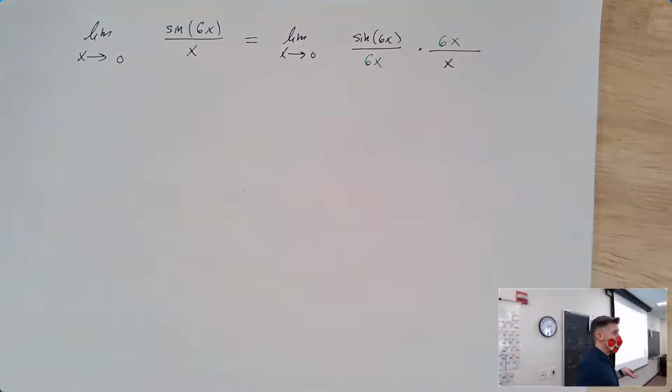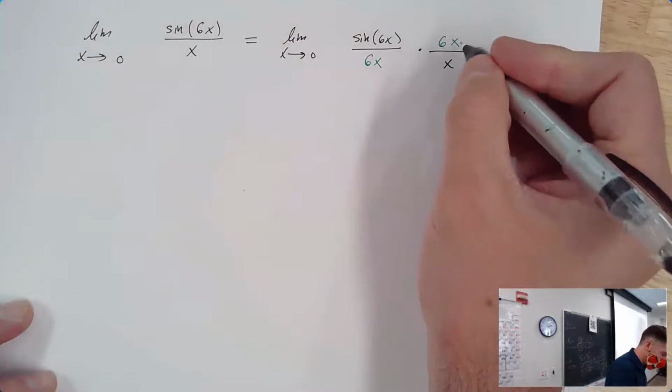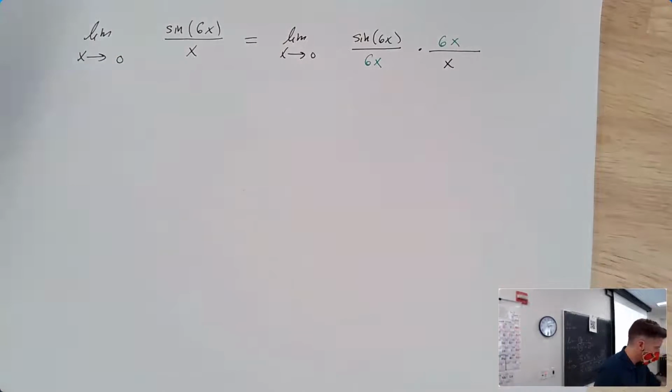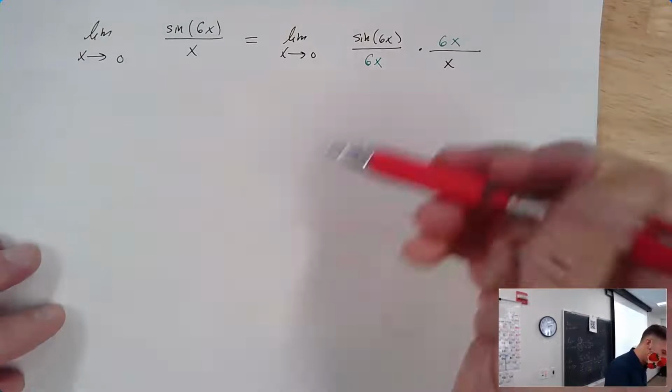Is it the same as it was before? Yeah, it's the same, right? I didn't change anything. I mean, I did change something. I multiplied and divided by 6x, but really all I did was multiply by 1. It's still the same expression as it was before. But now it's more manageable because I can cancel this x here with that x there. And these x's definitely cancel out.